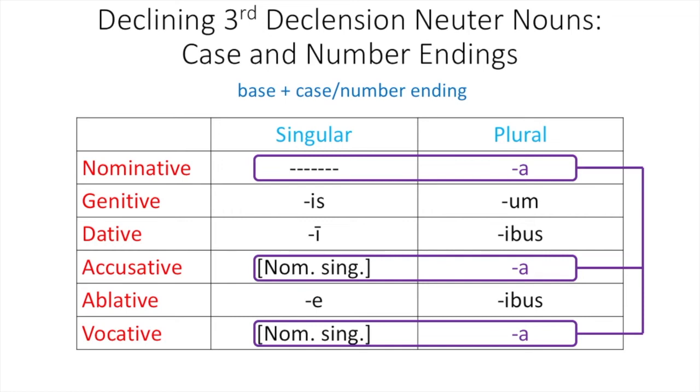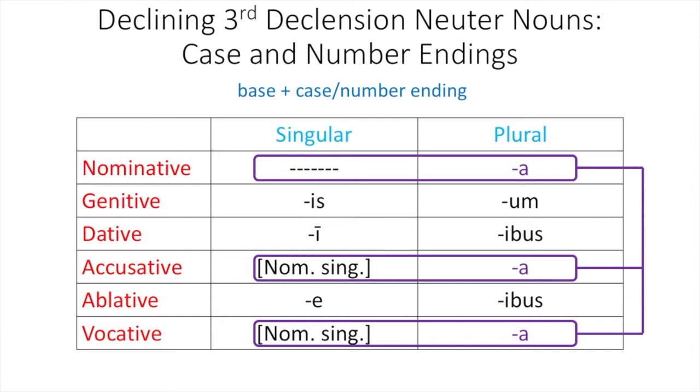When we look at the plural, you'll remember again that our neuter rule makes our nominative, accusative, and vocative the same. Just like with second declension neuter nouns, the accusative plural, nominative plural, and vocative plural is an A. So, A for nominative plural, genitive plural will be um, dative plural ibus, accusative plural A, ablative plural ibus, and vocative plural A.